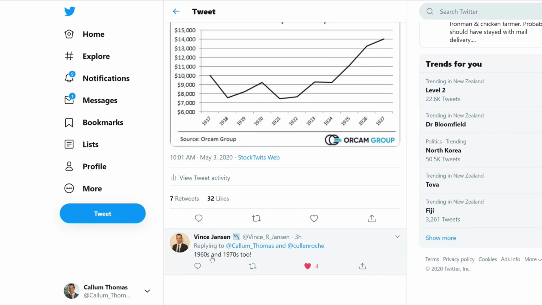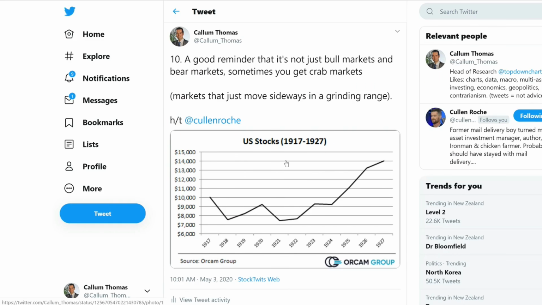And also, yes, it happened in the 60s and 70s too, Vince. Indeed. And that was actually another good analogue for this period. So, probably a good market period to study up on. But this chart shows you the price action from 1917 to 1927. And markets can just, I don't know if you'd necessarily call that a bear market. You'd call that, obviously, towards the end period there, more of a bull market. But, you know, things can range. They can range for longer than you expect.